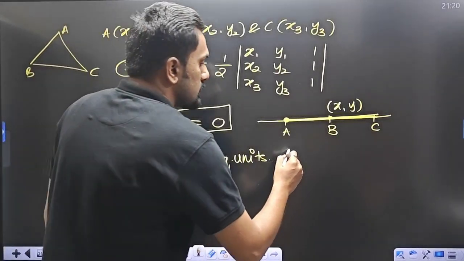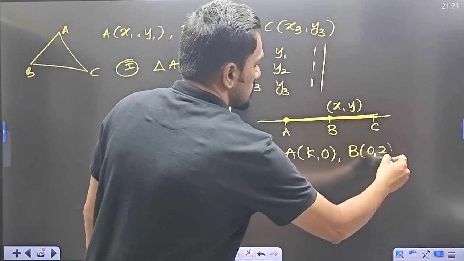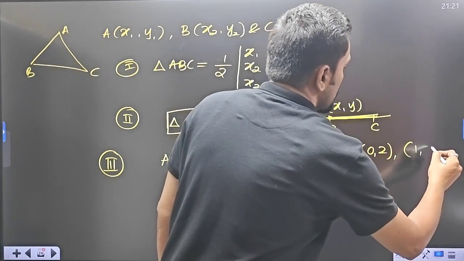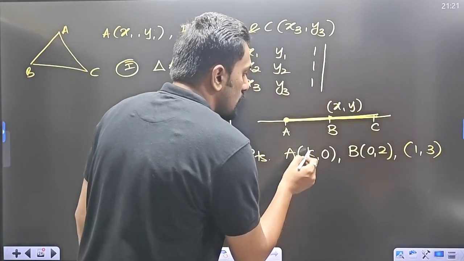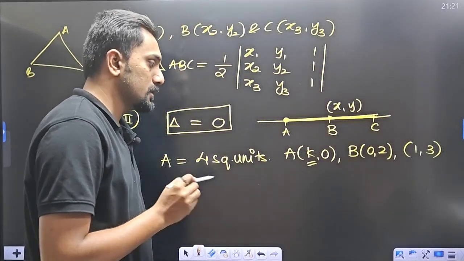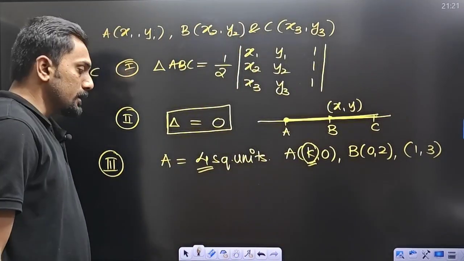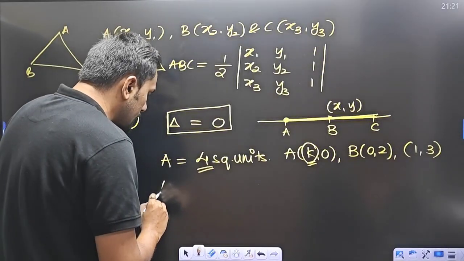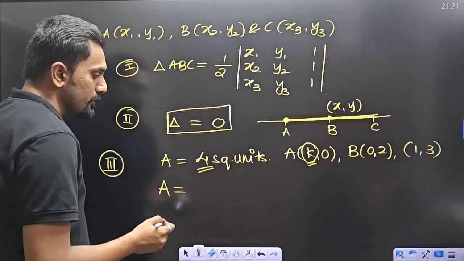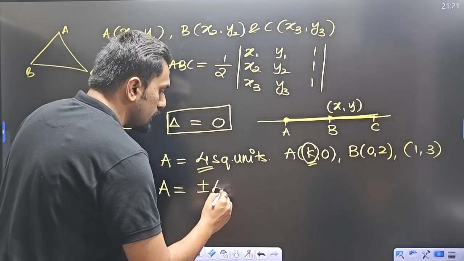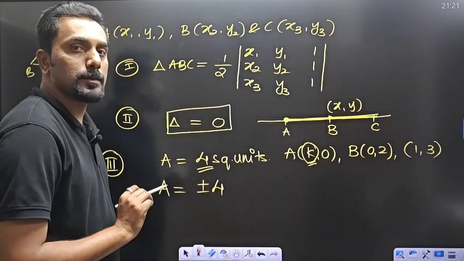With vertices A of k, 0 and B of 0, 2 and C of 1, 3, then he will ask us to find the value of k or values of k. ಓಕೆ, k ವ್ಯಾಲ್ಯೂ ಫೈಂಡ್ ಮಾಡ್ಲಿಕ್ಕೆ ಹೇಳ್ತಾನೆ. ಯಾವಾಗ ಆಲ್ರೆಡಿ ಏರಿಯಾ ಕೊಟ್ಟಿರ್ತಾನೆ, remember one point: while finding the value of k or values of k, we must consider the positive or negative value of area. ಪಾಸಿಟಿವ್ ನು ಕನ್ಸಿಡರ್ ಮಾಡ್ಬೇಕಾಗತ್ತೆ, ನೆಗೆಟಿವ್ ನು ಕನ್ಸಿಡರ್ ಮಾಡ್ಬೇಕಾಗ್ತತಿ.